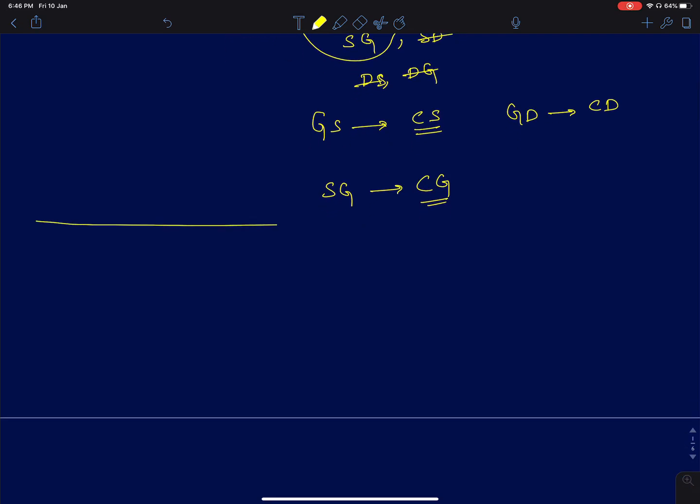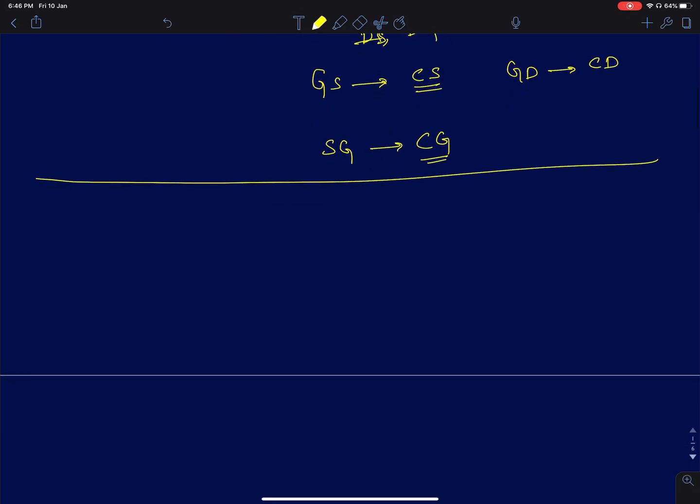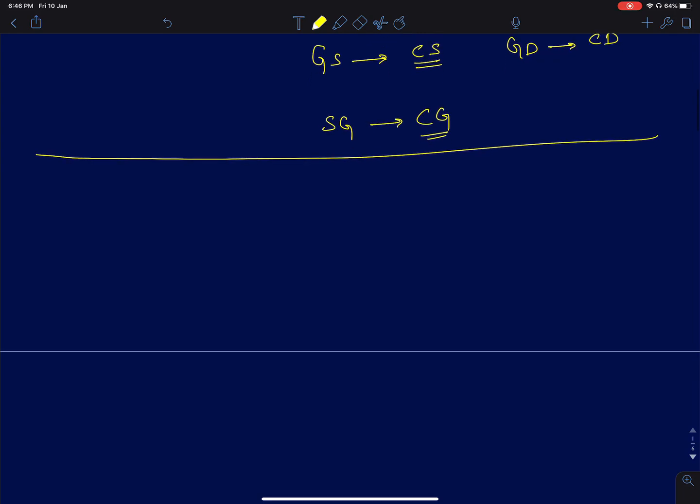So normally, how do you find which configuration it is? You just look at the amplifier structure. You see where the input is and you see where the output is. The third terminal will be the common terminal. That's the standard way of seeing it.